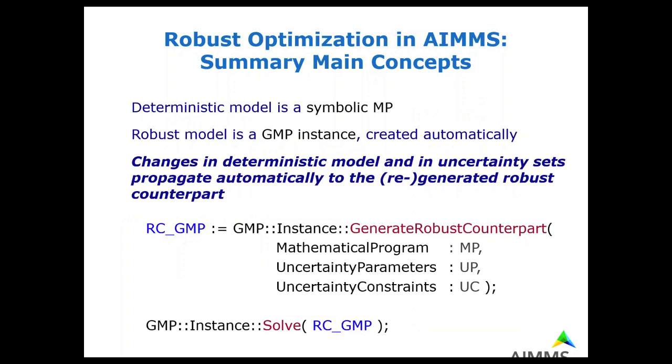So, a summary of the main concept: the deterministic model is a symbolic math program, and the robust model is a GMP instance which is created automatically. Again, changes in the deterministic model and in the uncertainty sets will propagate automatically when we regenerate a robust counterpart. This happens by using the generate robust counterpart function, which takes the deterministic model as an argument, and the sets of uncertainty parameters and the set of uncertainty constraints.